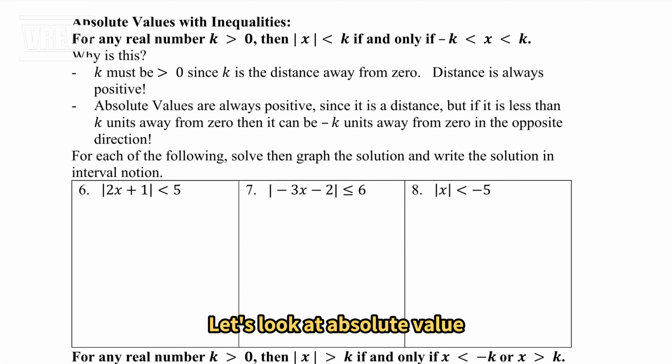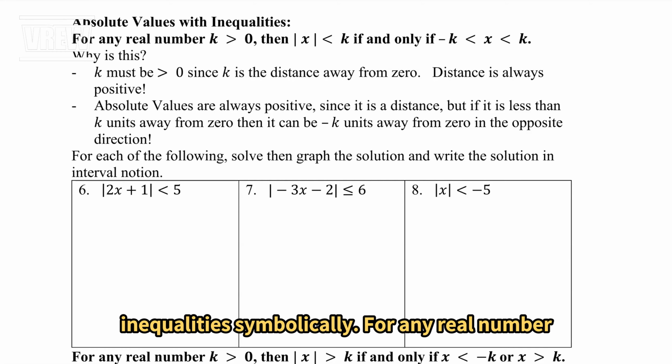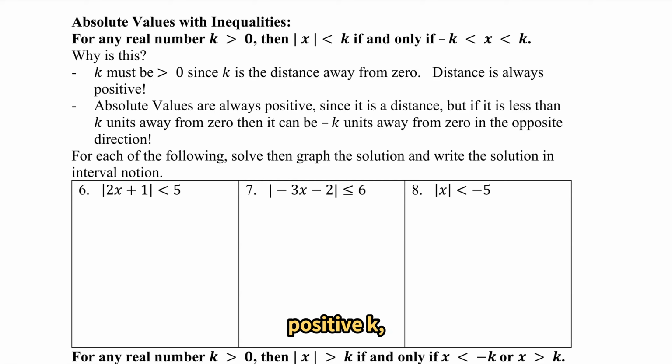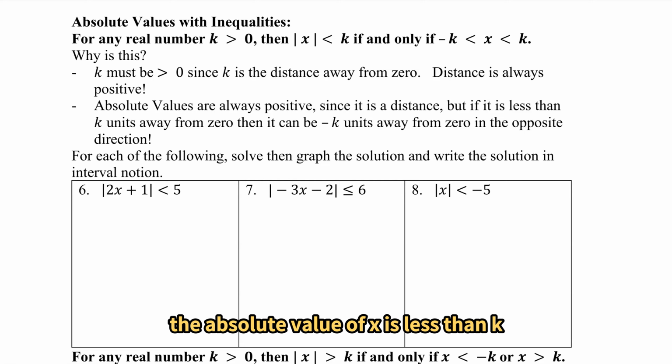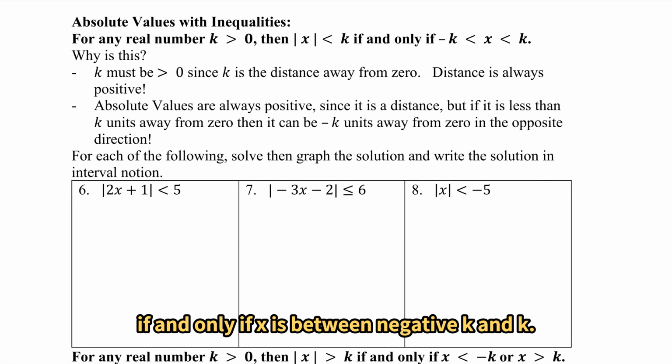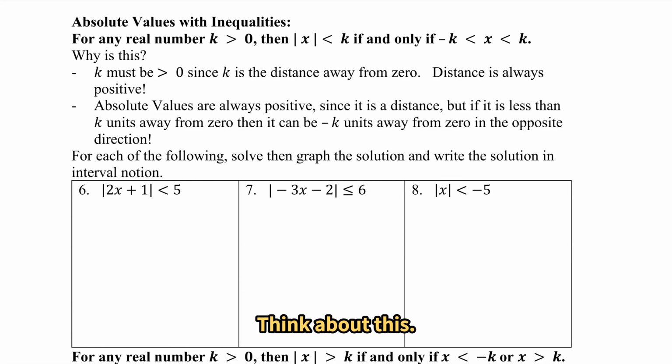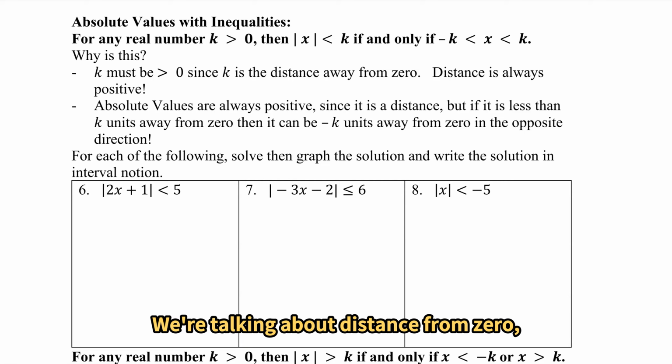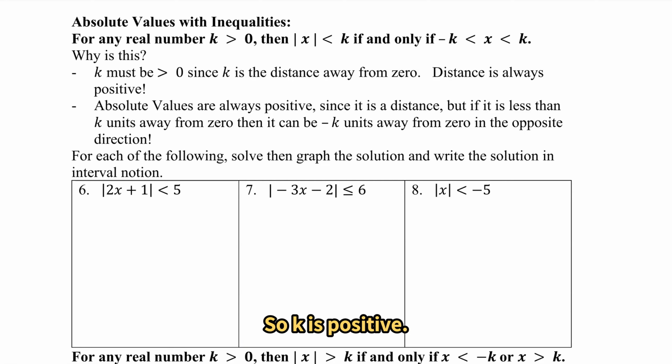Let's look at absolute value inequalities symbolically. For any real number, positive k, the absolute value of x is less than k if and only if x is between negative k and k. Think about this. We're talking about distance from 0, and absolute values are always positive, so k is positive.